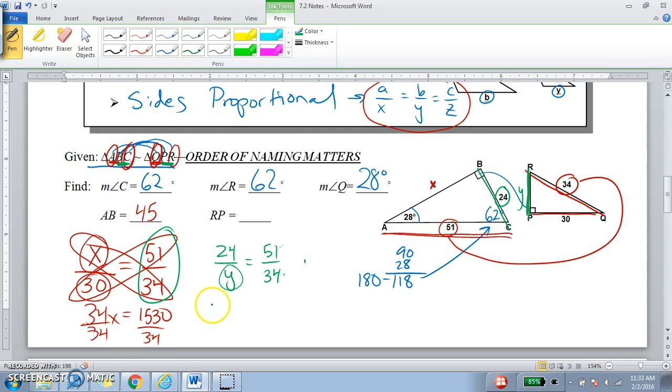So same thing, cross multiply, 51y equals 24 times 34, which is 816. And when I divide, we get that y is 16, which was RP. So RP is 16.